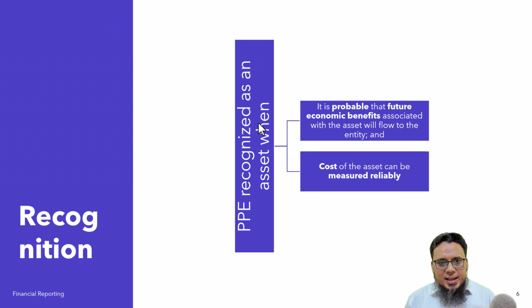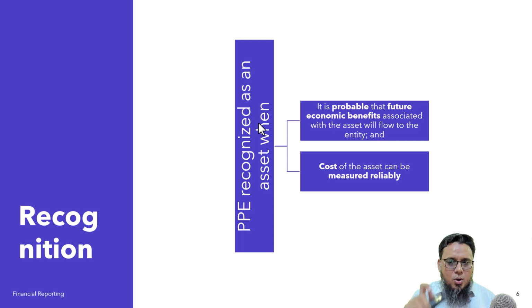Whenever we're talking about any element of financial statement, we are going to talk about 2-3 different concepts. We are going to talk about recognition, measurement, presentation and disclosure. So in the context of property, plant, equipment, recognition has this criteria. PPE is recognized as an asset when it is probable that future economic benefits associated with the asset will flow to the entity. That's one criteria, but it is composed of 3 different concepts which we are going to touch upon.